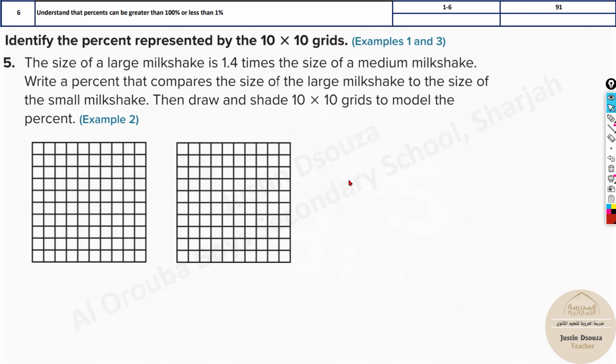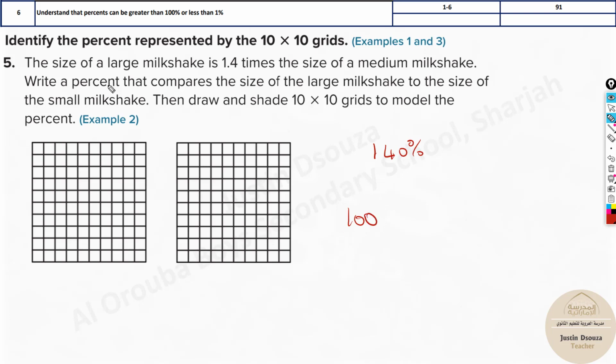And what do we have here? The size of a large milkshake is 1.4 times the size of a medium milkshake. What percent compares the size of the large milkshake to the size of the medium milkshake? Okay, what percentage? Draw and shade a 10 by 10 grid to model the percent. Now here, you basically have to do 1.4 times. 1.4 times means what? 140%.